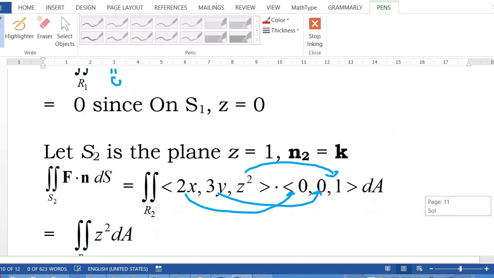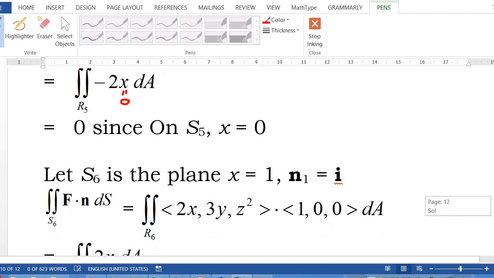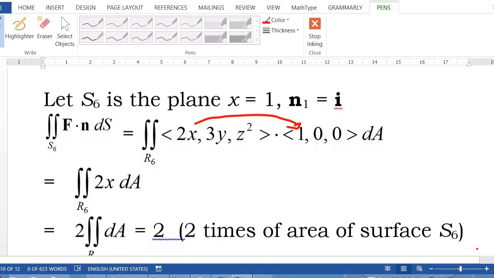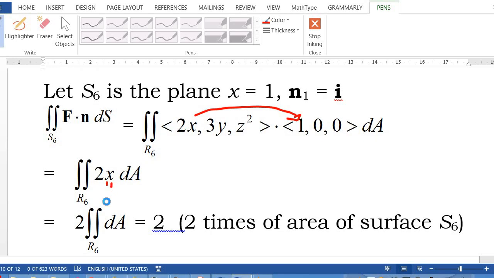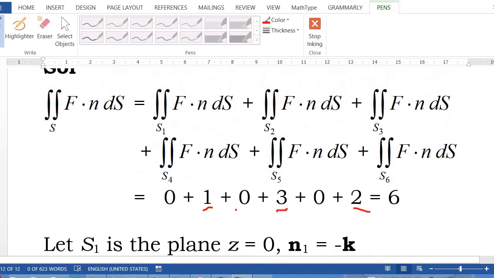Then you do the dot product on S6, and you get only 2x. On surface S6, x equal to 1. So you get 2 times the double integral of dA, which represents the area of S6, equal to 1. That's why the answer is 2. So add up, total 1 plus 3 plus 2 is 6.